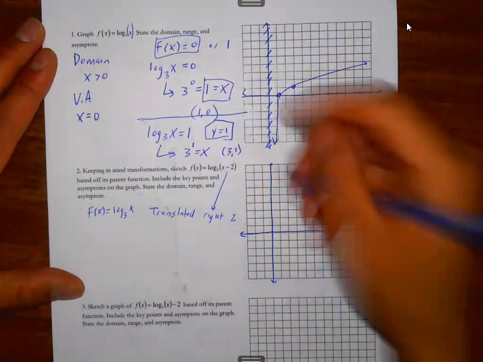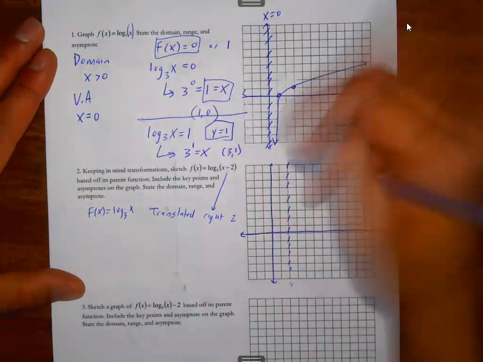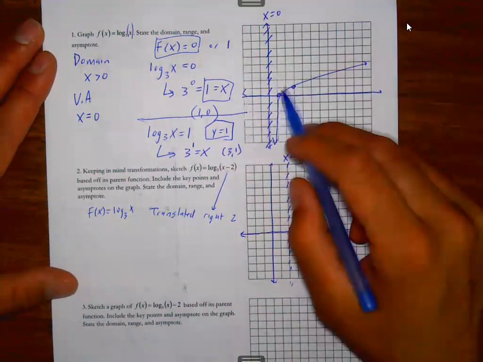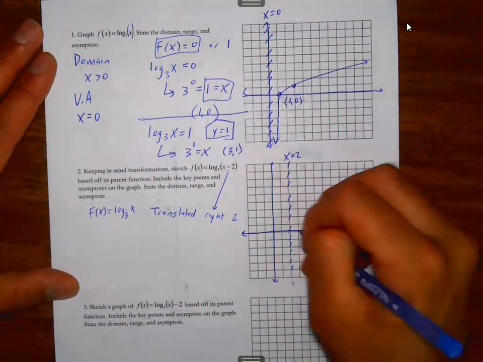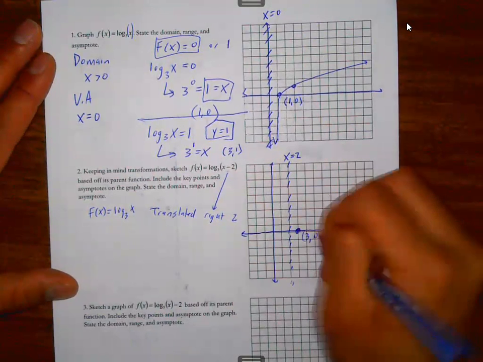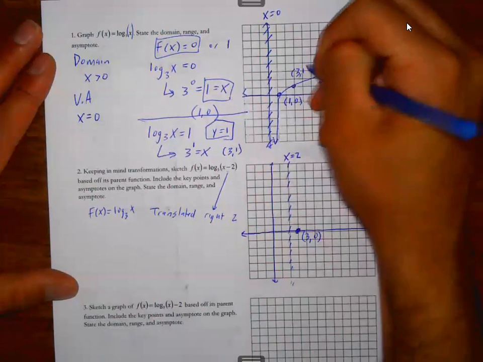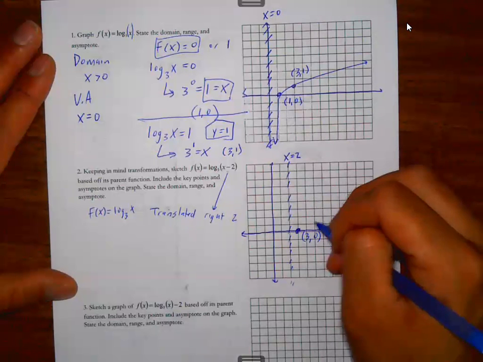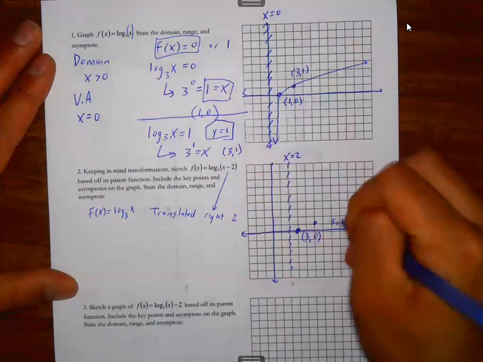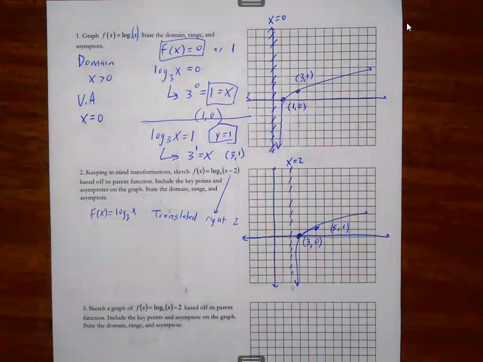So this vertical asymptote is going to move to the right 2. So instead of being at x equals 0, it's now at x equals 2. This point, which was at 1 comma 0, got shifted to the right 2. So now it's at 3 comma 0. This right here is at 3 comma 1. So you shift that to the right 2. That would be at 5 comma 1. So if you know transformations, you can also apply them to logs because they all still work that way.